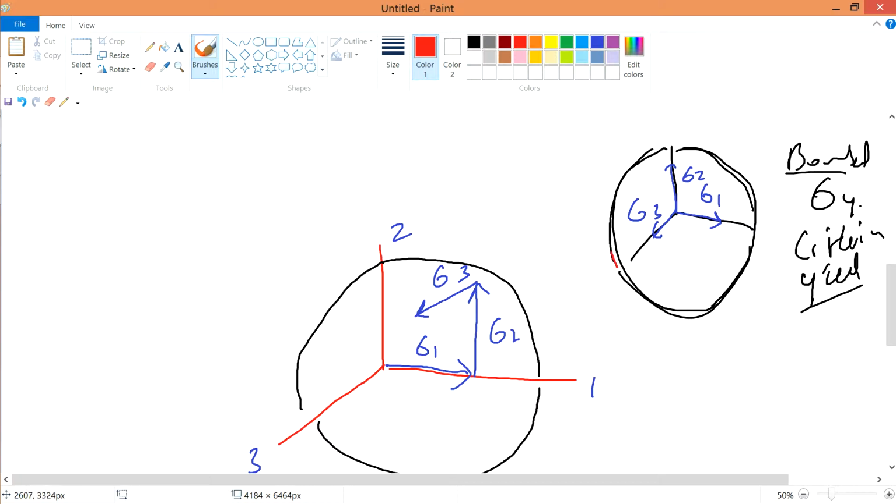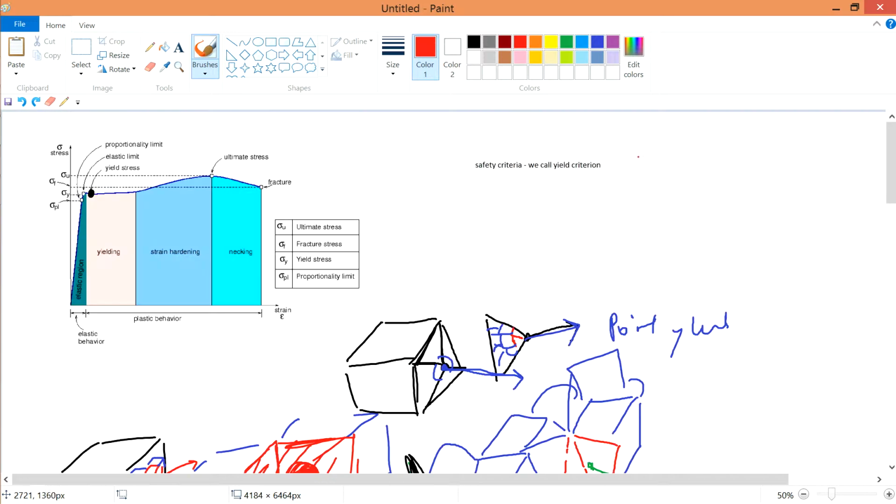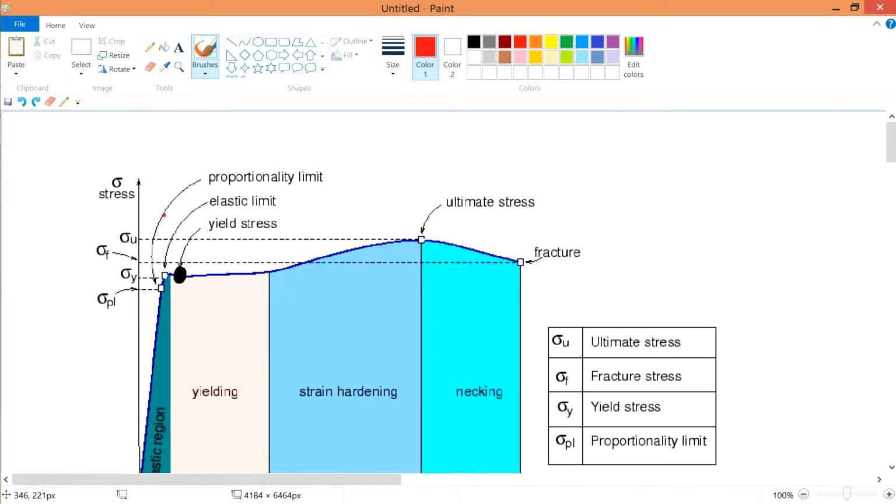You may wonder, why is it this shape? Why can't it be a square? Why can't it be a triangle? Why must it be this form? And this form actually reflects this part over here, your yielding part. Alright, this part.